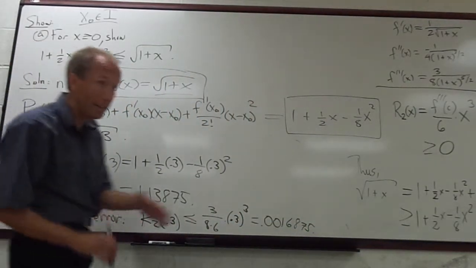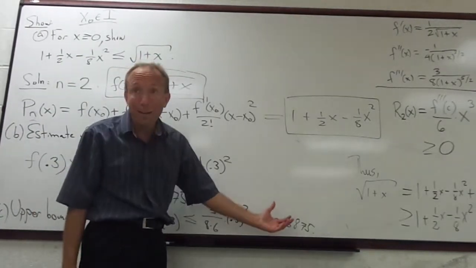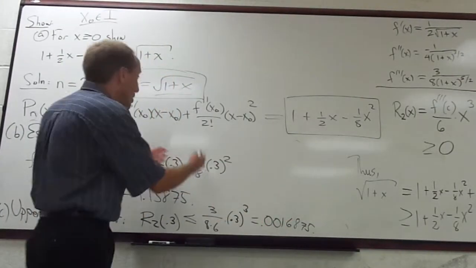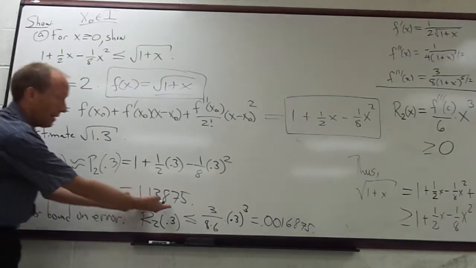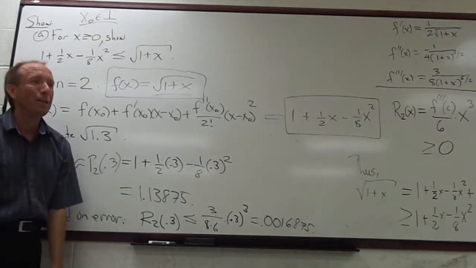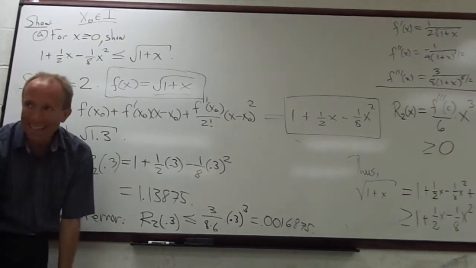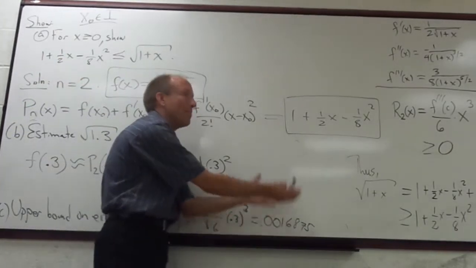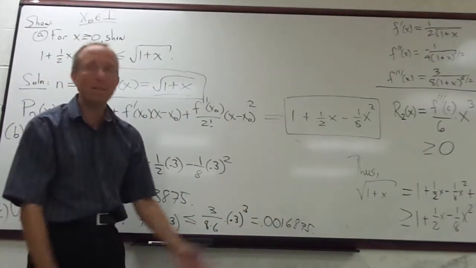That's not the exact error. If that was the exact error, then we could take it and subtract it from whatever we calculated here and find the exact value of radical 1.3. We're not doing that. We're just getting an estimate on the error. It might be less than that, but this is the most it could be.